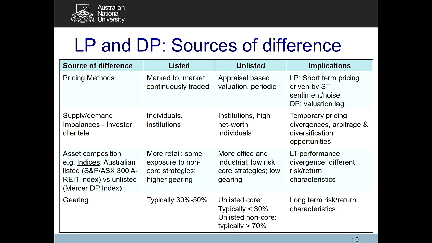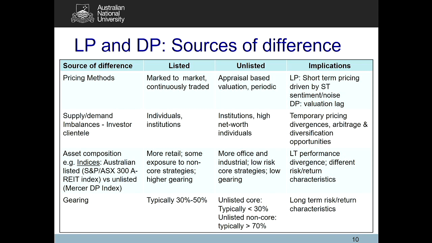You've got different investor clientele, which means there's differences in supply and demand in particular, right? Listed tends to be both retail and high net worth individuals and institutions. Unlisted tends to be high net worth individuals, but not retail, and then also institutions. So the retail investors are in listed property, but not in direct property, which means that the pricing in the two is going to differ because the clientele differs.